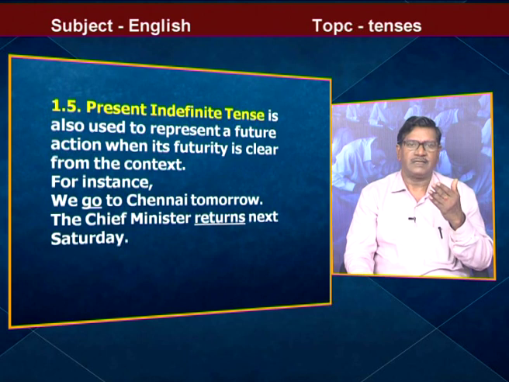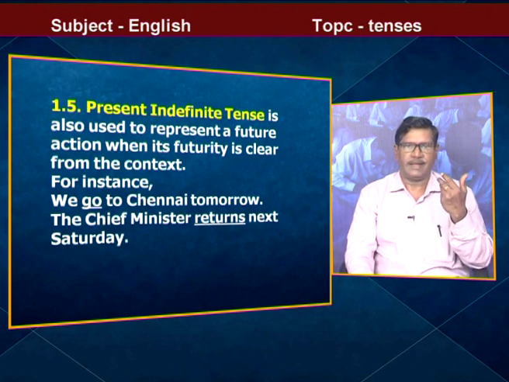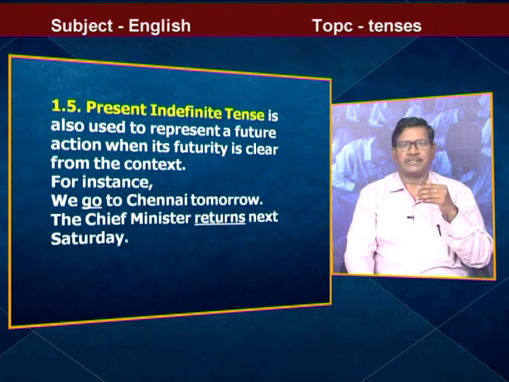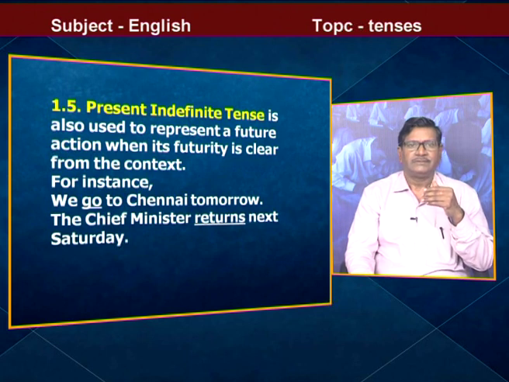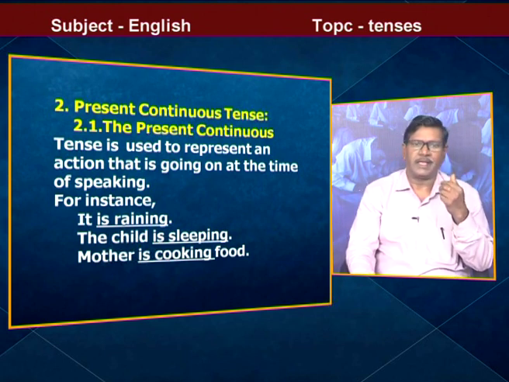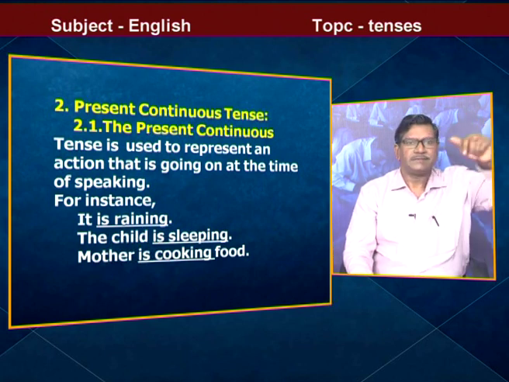The chief minister returns next Saturday. So, these are all the sentences in simple present tense or present indefinite tense expressing a future action. Present continuous. This present continuous tense is used to represent an action that is going on at the time of speaking. For instance, it is raining.